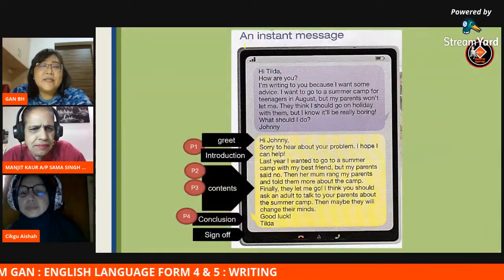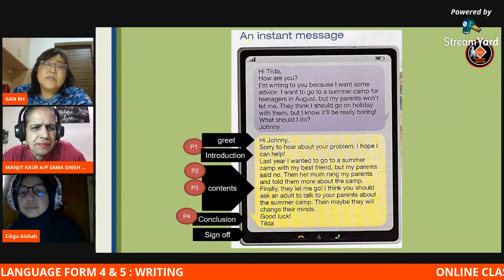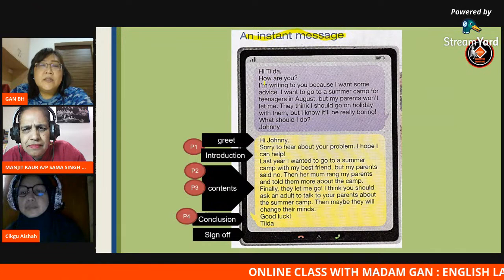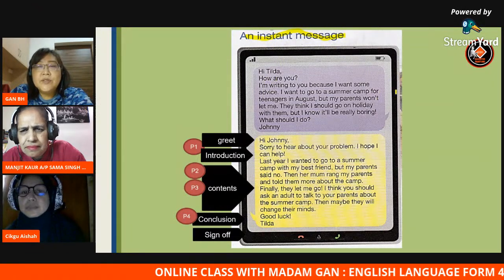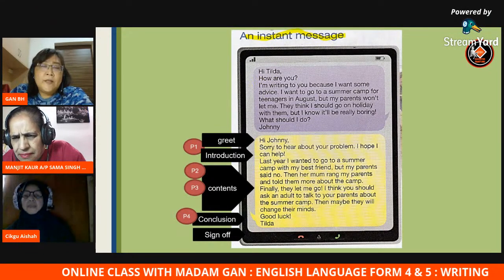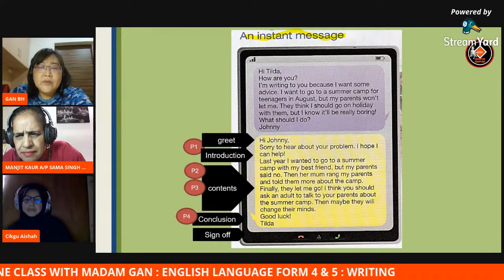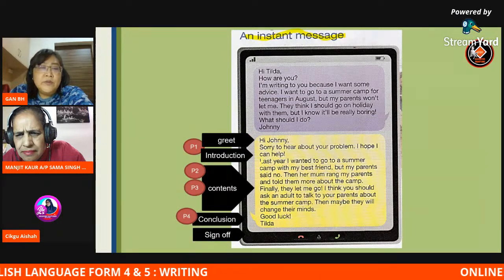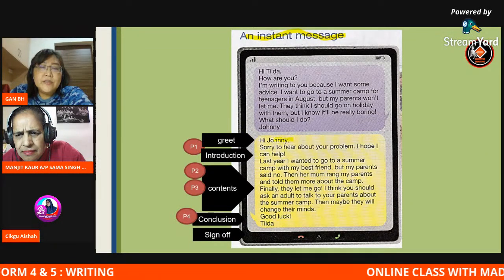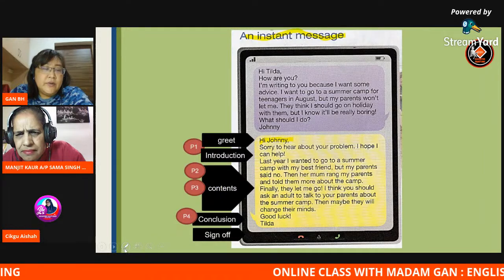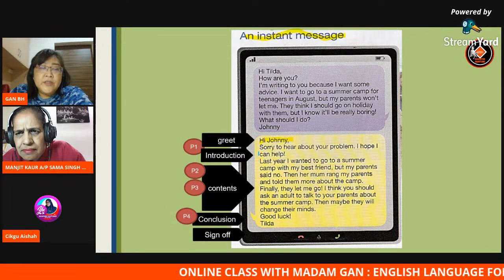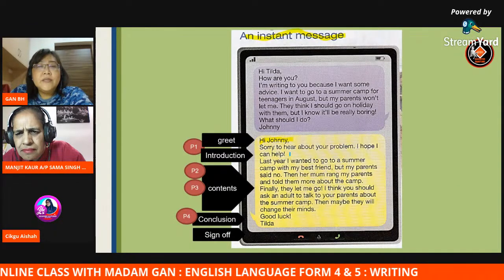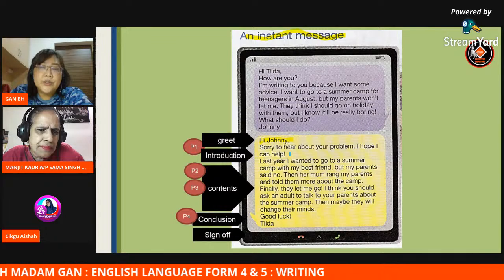Let's look at an example so you understand better. This is from your textbook. It is an instant message. You have the question here, maybe the question that you will see in your exam paper. So let's look at the answer. We are not going to read through, we're just looking at the format. You have the greeting: Hi, Johnny. Then you have the introduction: Sorry to hear about your problem. I hope I can help. This is called an introduction.